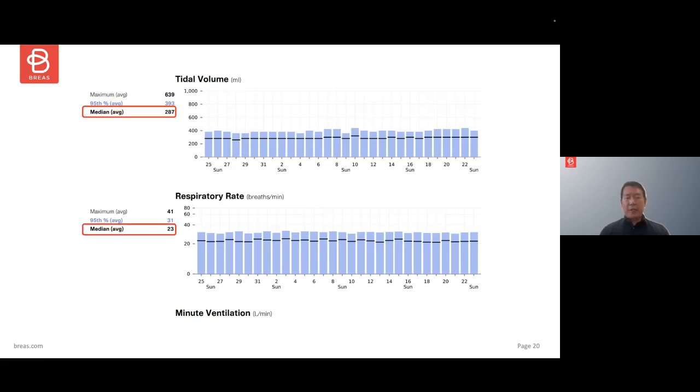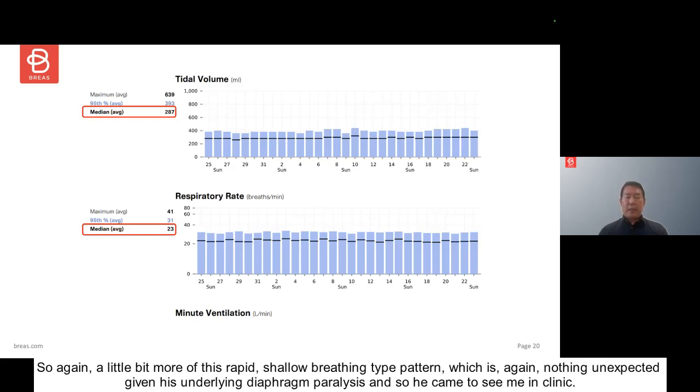And then we also see that his median respiratory rate is 23. So again, a little bit more of this rapid shallow breathing type pattern, which is again not unexpected given his underlying diaphragm paralysis. And so he came to see me in clinic.